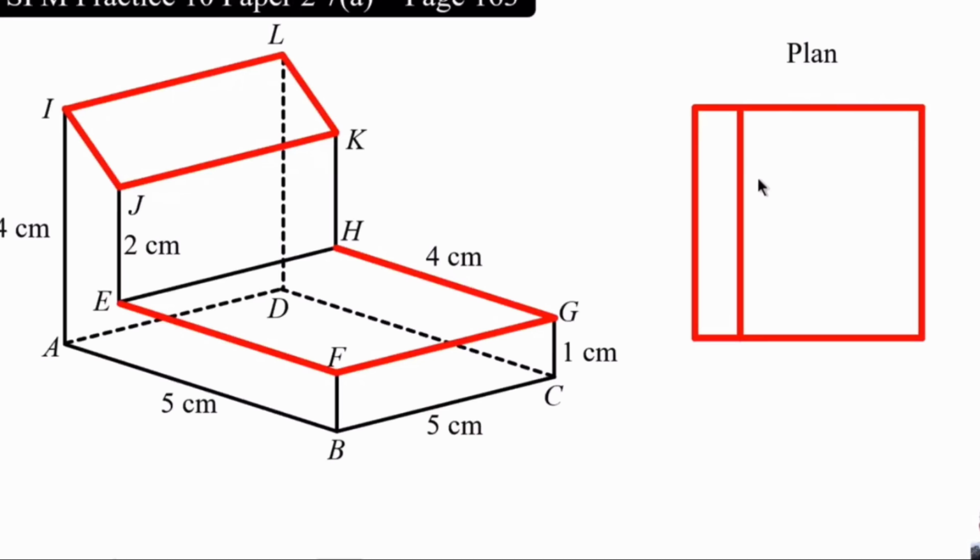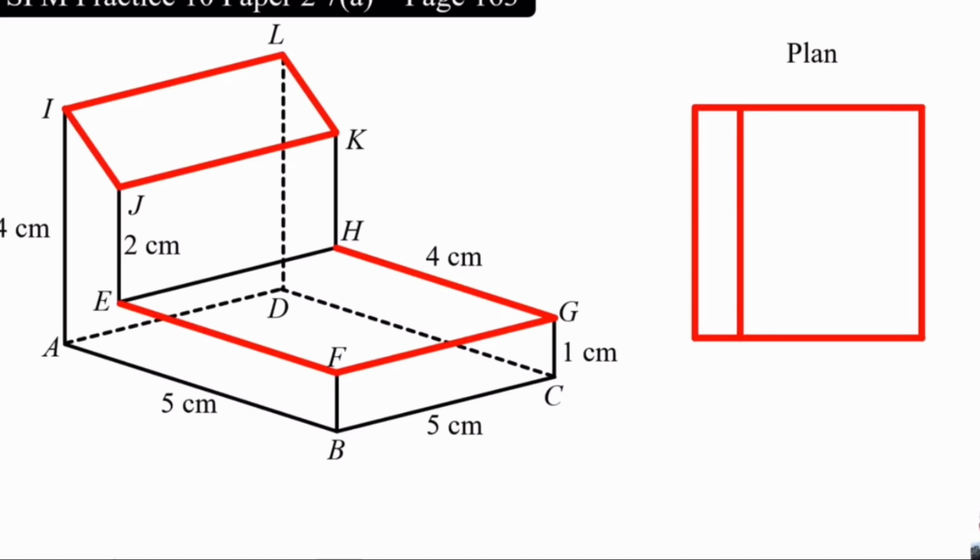So this is the so-called plan. It must be a full solid line, and you double check that there is no hidden line. Alright, so the plan is quite easy. This is 4 centimeter, and okay, so you have to use a ruler and measure exactly 4 centimeter.